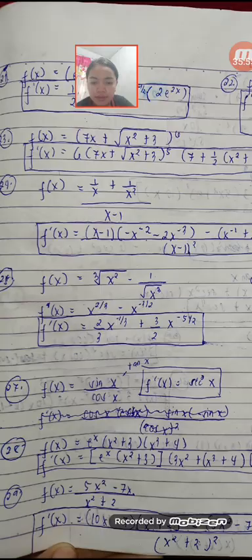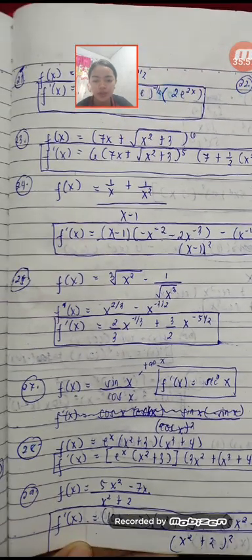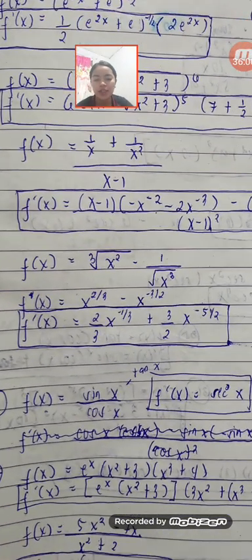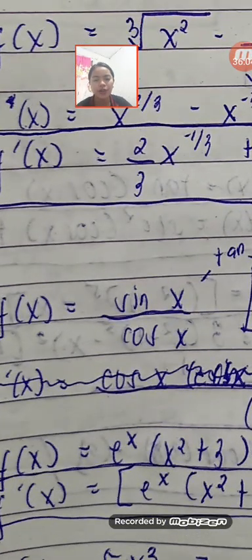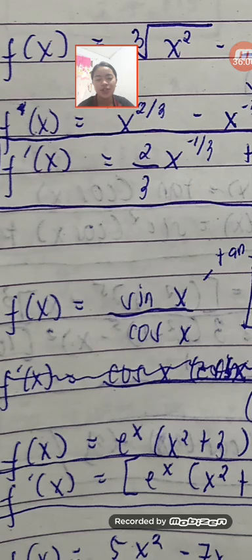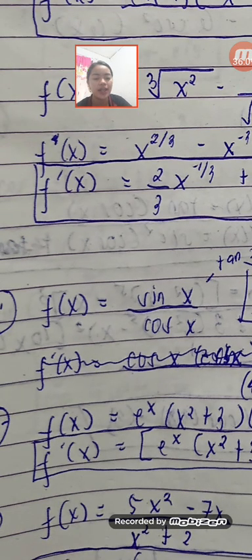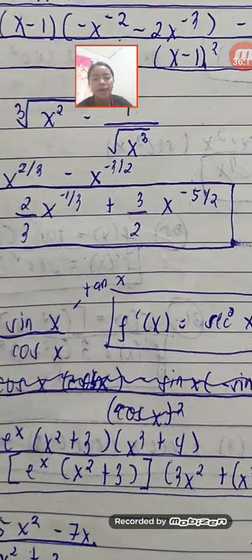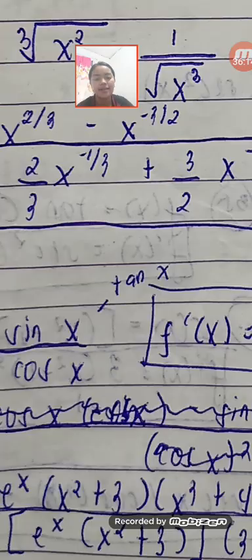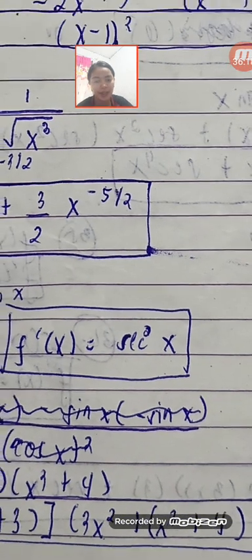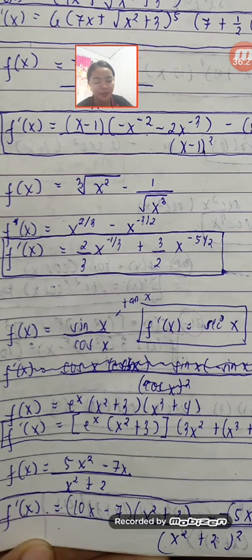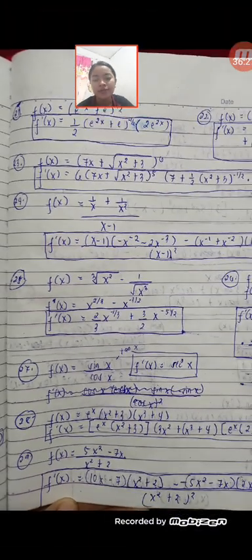So in number 27, it is basically easy to answer when you memorize the trigonometric functions. So sine over cos is equal to tan. So the derivative of sine x over cos x is basically tan x. Okay, so the derivative of tan x is sec squared x. So that is our final answer. Always remember that sine over cos is tan and the derivative of tan is sec squared.